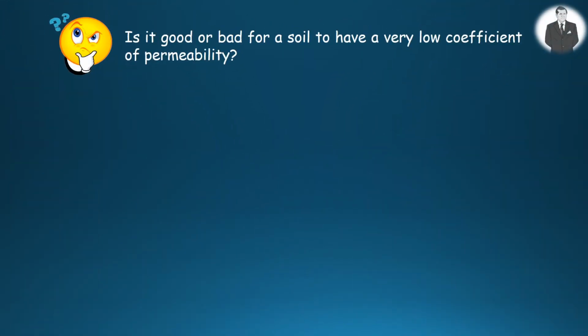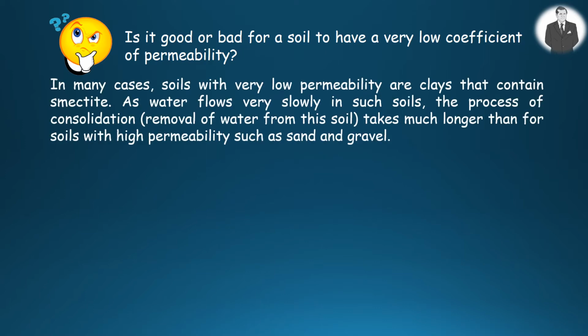Is it good or bad for a soil to have a very low coefficient of permeability? In many cases, soils with very low permeability are clays that include smectite. As water seeps through soil, the process of consolidation, in other words, removal of water from soil, takes much longer than for soils with high permeability, such as sand and gravel.